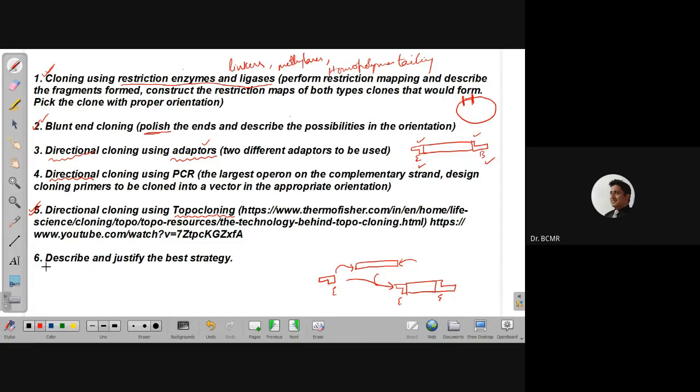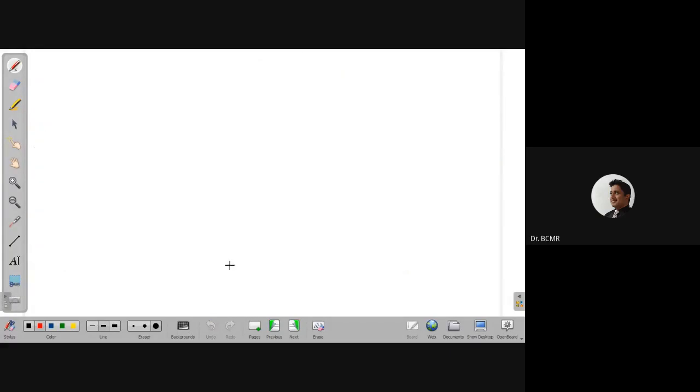At the end, as I was telling in the last class, I want you to describe and justify the best strategy. In the sense that you are trying to evaluate which one is most feasible, which one is easiest, or which one is economical. In those ways, you should be able to explain. Once you do that, I think you'll have a better appreciation of all the things that you're learning from this course. Okay. Any questions?